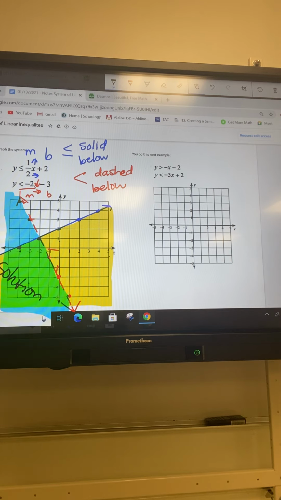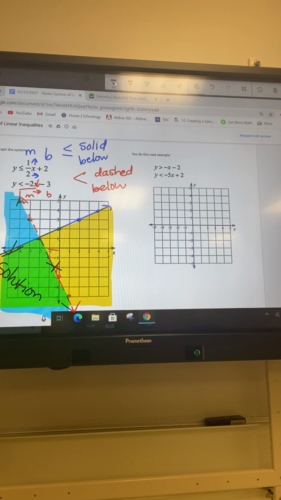Now we have to be careful because this is a solid line and this is a dashed line. So the points that are on the solid line are solutions, but the points on the dotted line are not solutions. So your solutions would be anything that's in this green area, or anything that's on this line right here will be considered the solution. Okay. Are we going to try one more on the other side?